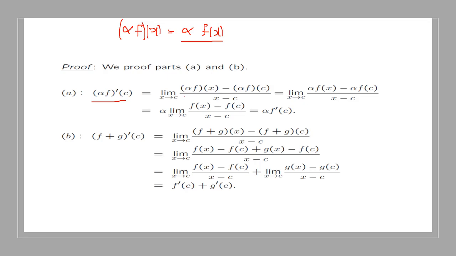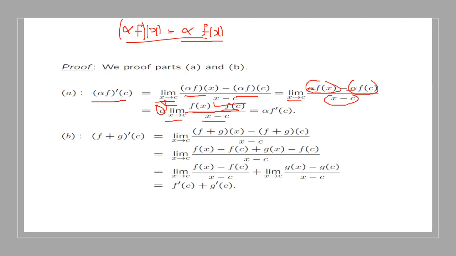By definition, that will be the limit as x goes to C of alpha f of x minus alpha f of c divided by x minus c. Alpha is common here and there, so this can be written as alpha times the limit as x goes to c of f of x minus f of c divided by x minus c, and this is simply the definition.